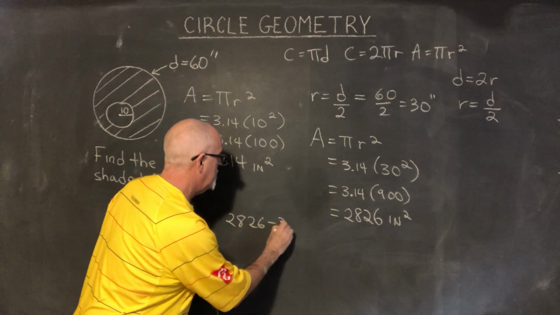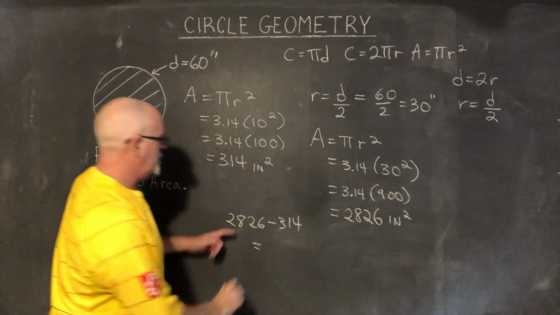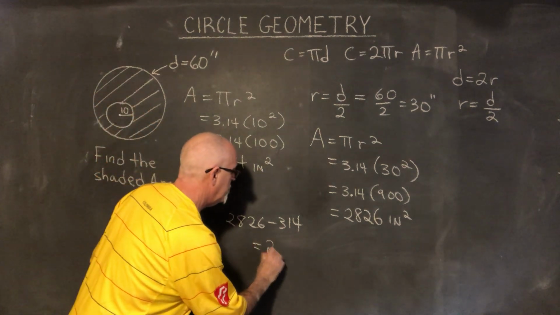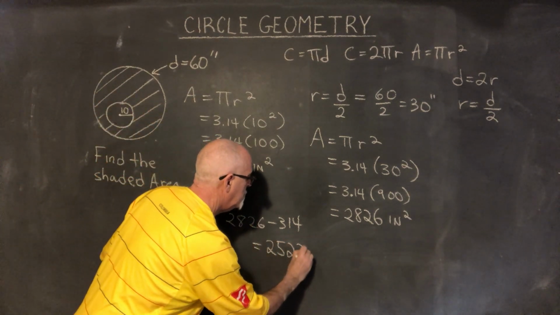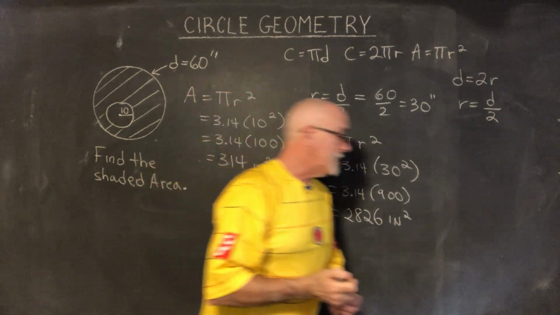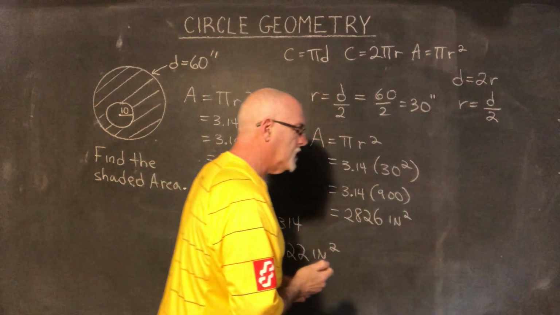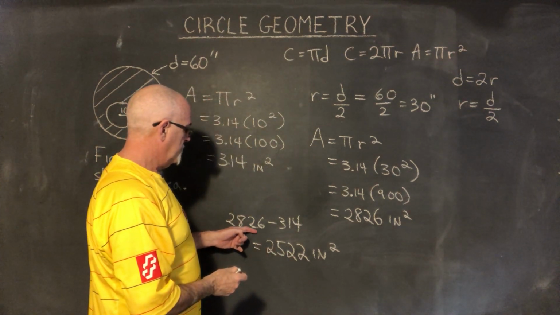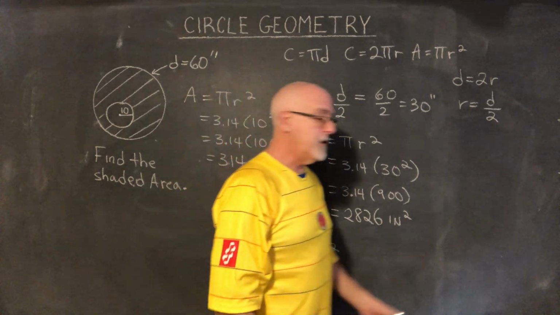The area of the shaded region is going to be 2,826 minus 314, which is 2,522 inches squared. Doug double checks. No, I have 2,512. Yes. See, it's a good thing I double checked.